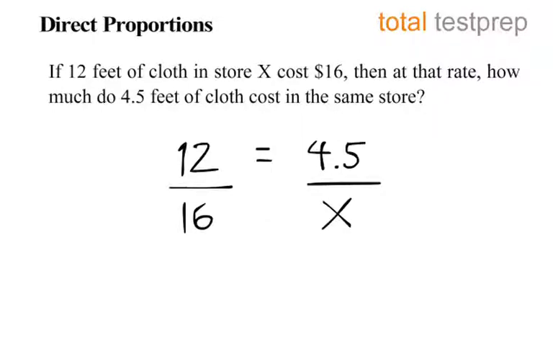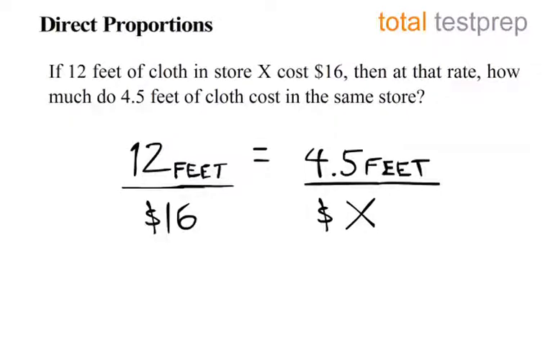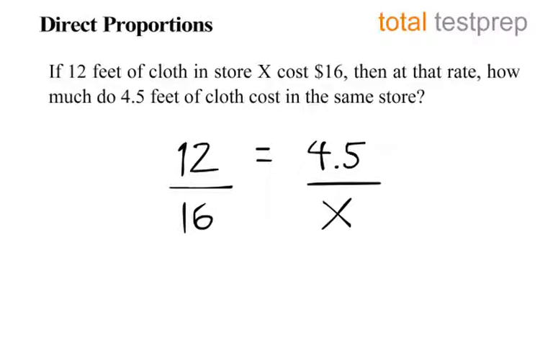Always write it first with the units. So if you remember here, we had feet and dollars and feet and dollars. When you're setting up a proportion, these units have to be the same. So if you have feet in the numerator, it's got to be in the numerator in both fractions. If you have dollars in the denominator, it's got to be dollars in both denominators, in both fractions. So we have this equation, 12 over 16 is equal to 4.5 over x.